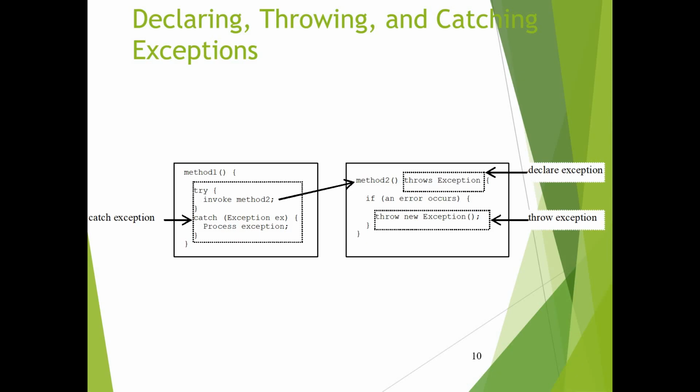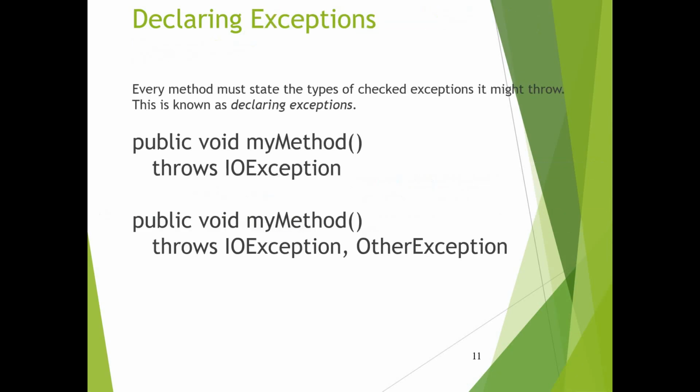So we have declaring, throwing, and catching exceptions. Here method2 is going to throw the exception. You can throw the exception, or you can declare that method2 is throwing the exception, meaning you tell that this particular method throws a particular exception. This is known as declaring the exception. Here, public void myMethod throws IOException. It is throwing IOException, or it could throw IOException or another exception.